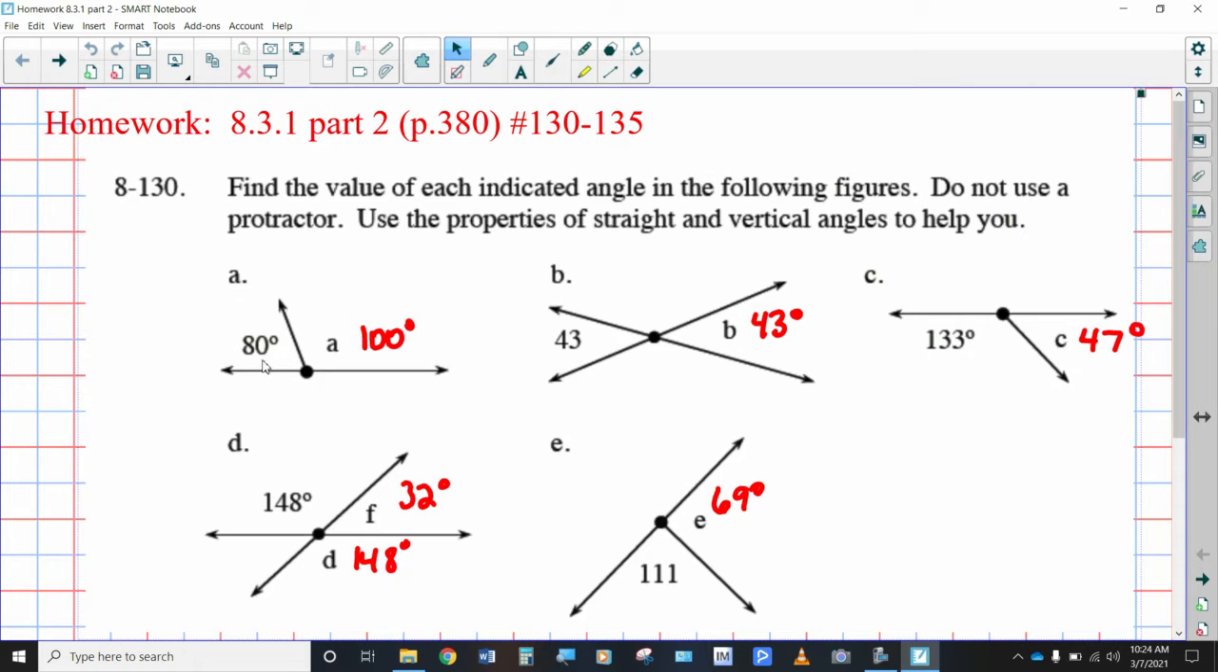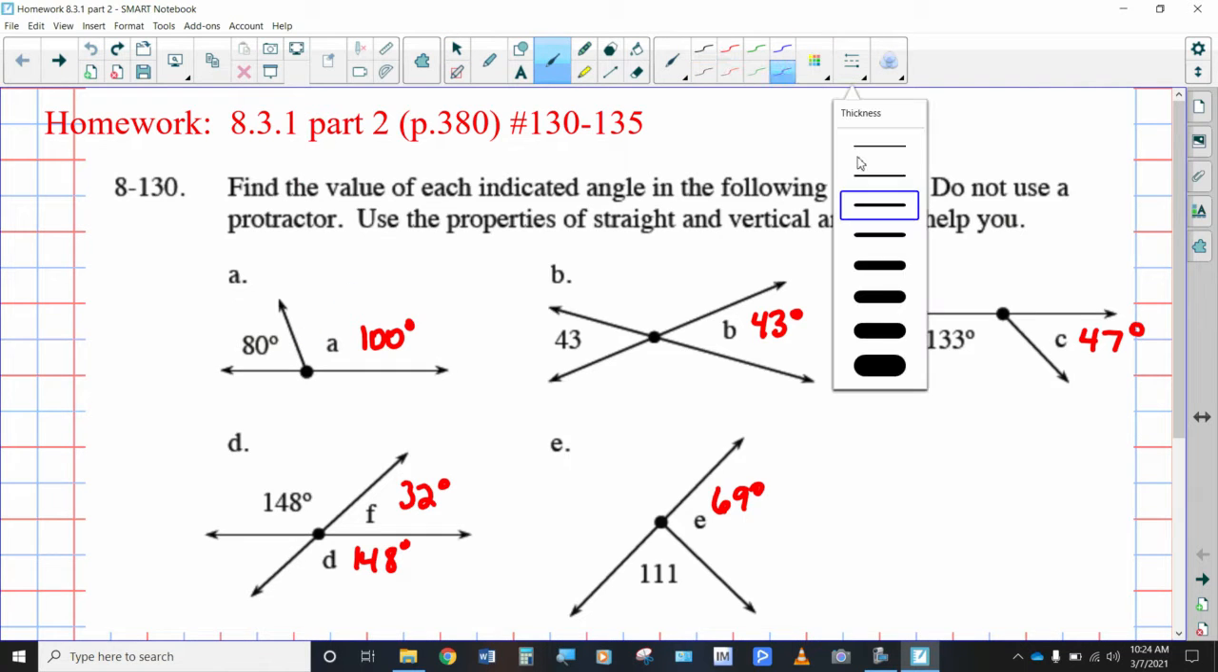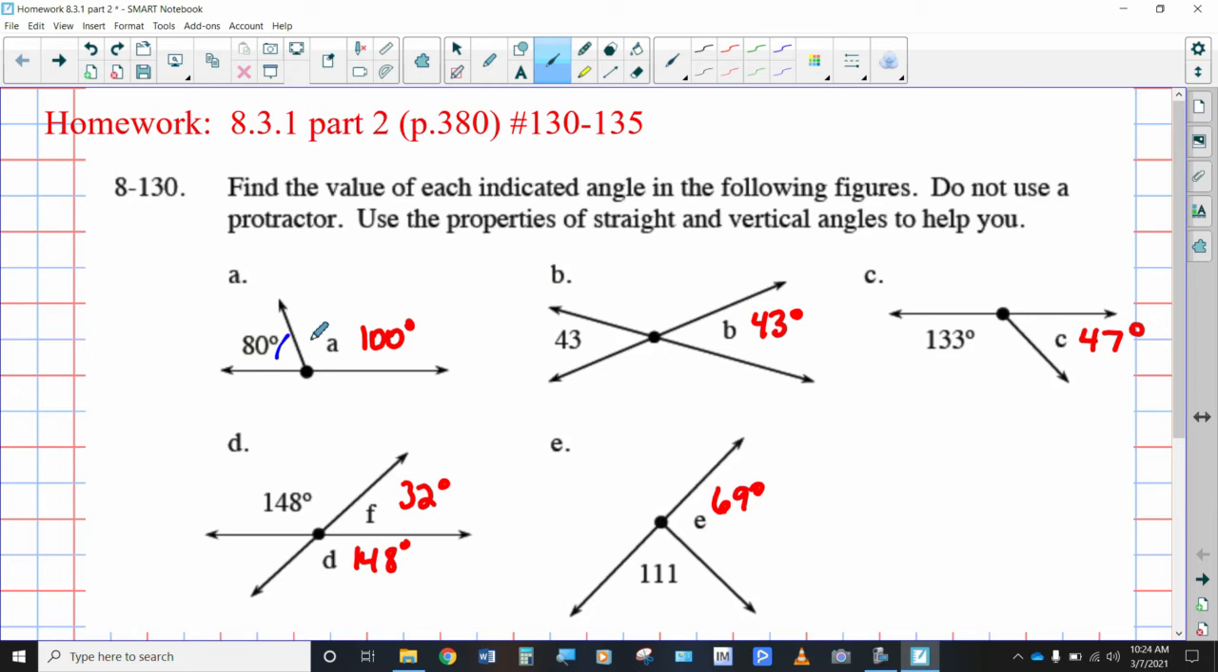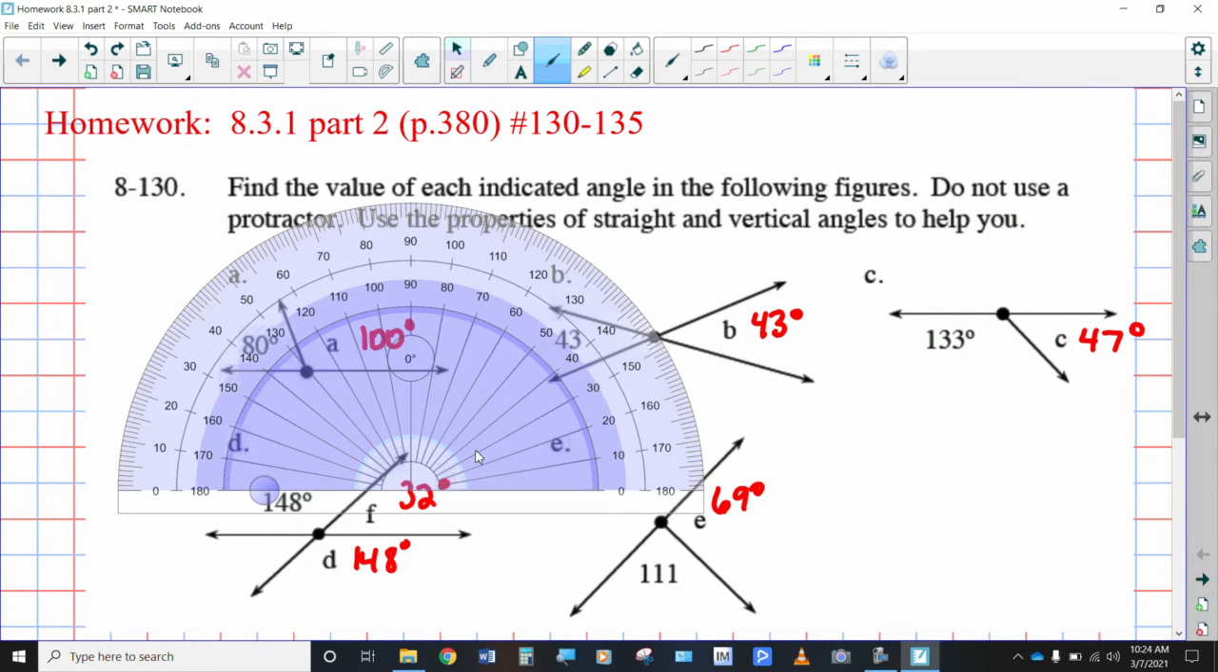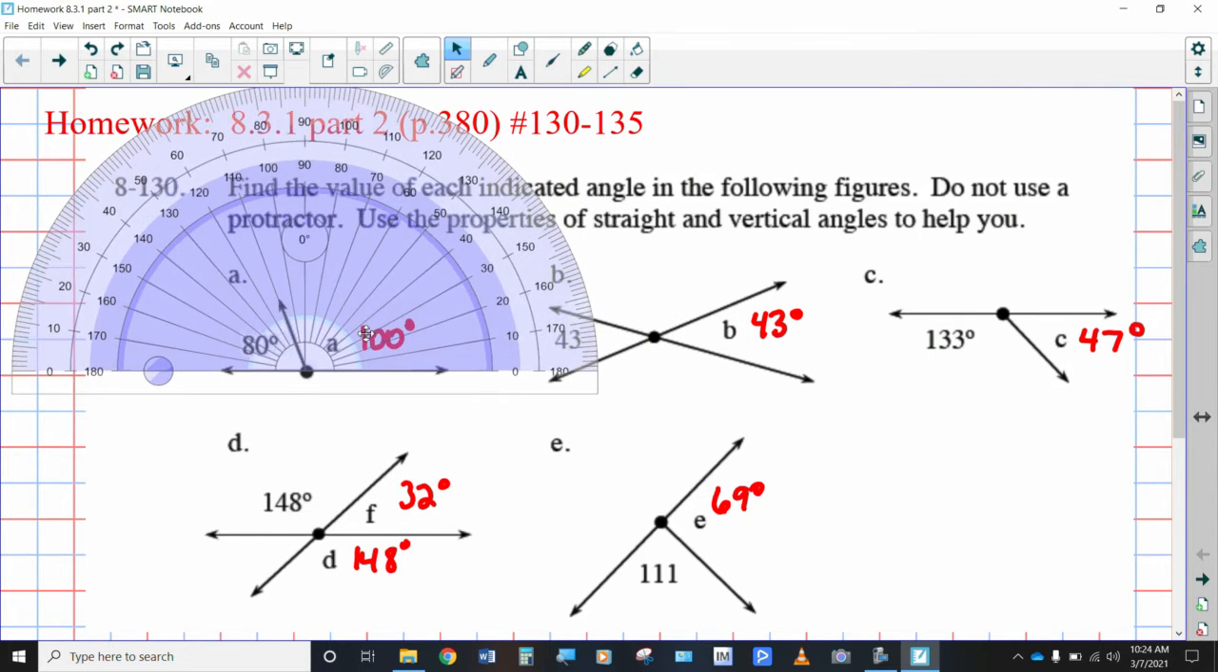Here we have a straight line broken up into two angles. One of them is less than 90 degrees, and one of them is greater than 90 degrees. So angle A is an obtuse angle. And we have learned in the past that straight angles measure 180 degrees. So if I take this right here, you can see that to go from 0 all the way over to here is 180 degrees. Or if you use the outer number line, same idea.